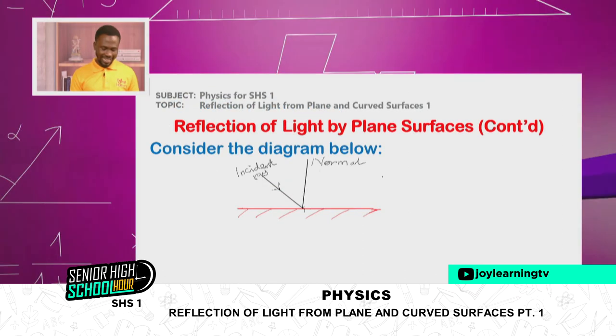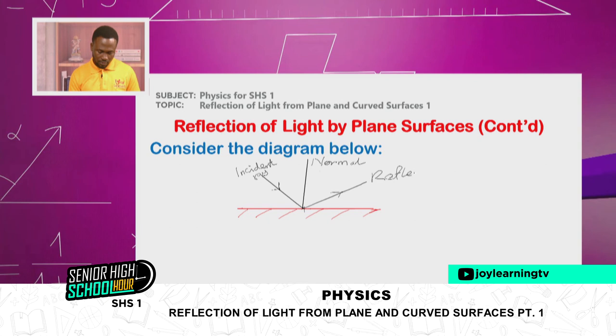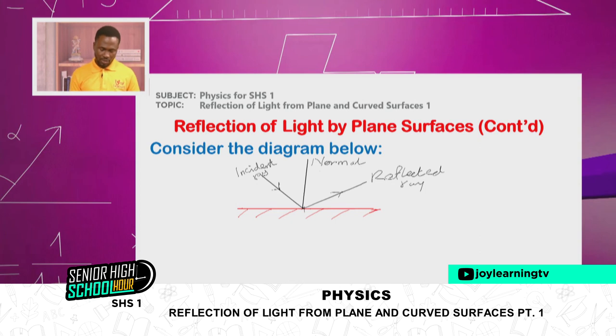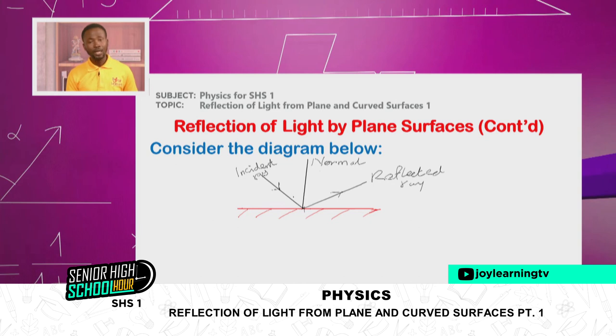Now, when the ray is incident, the mirror surface reflects it. Therefore, you have another ray which we call the reflected ray. Good. So we have the incident ray, the normal, and the reflected ray. These are meeting points of light rays, lines. So meeting points of lines will give you what we call an angle.